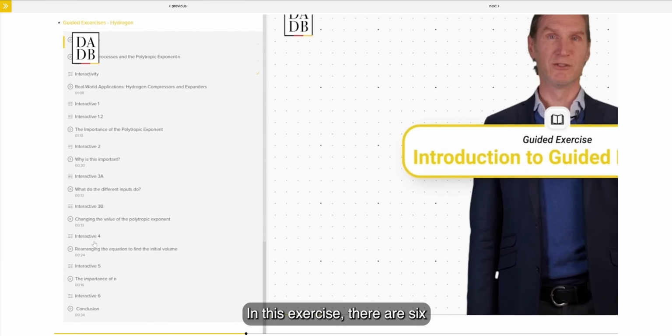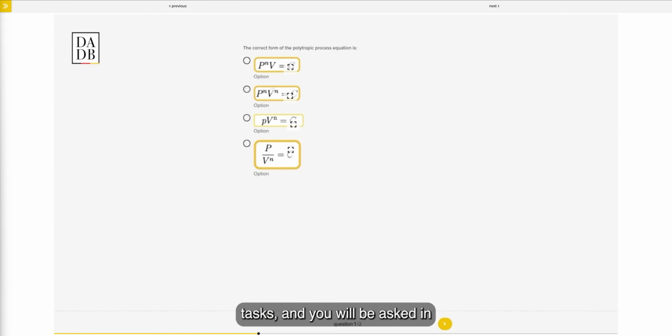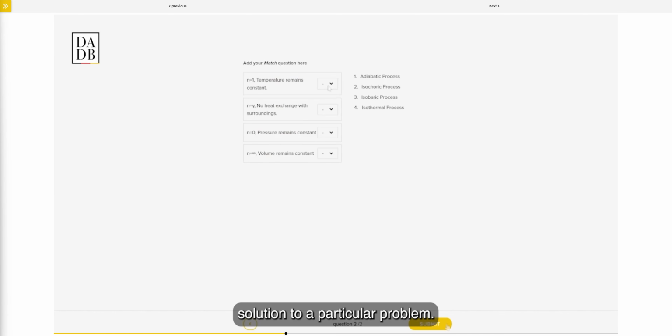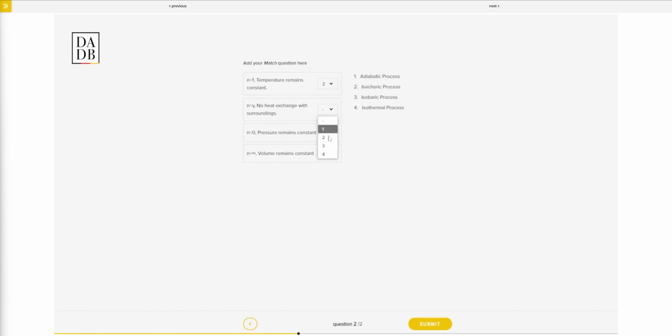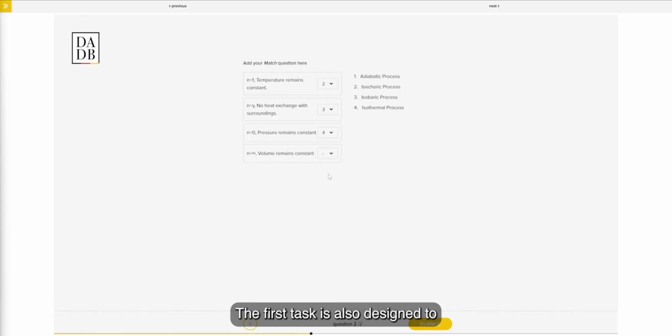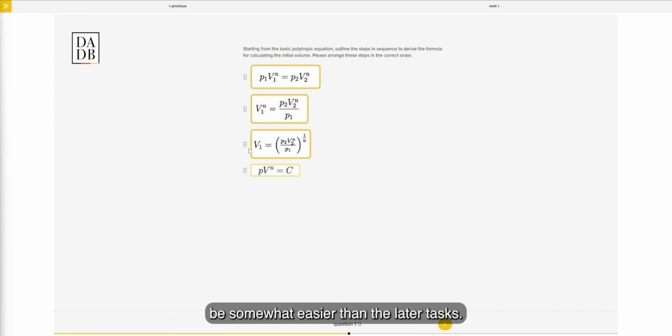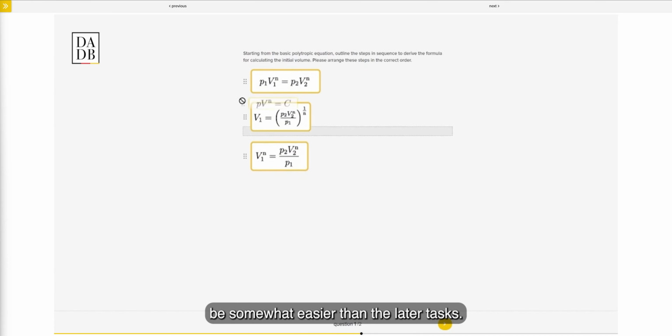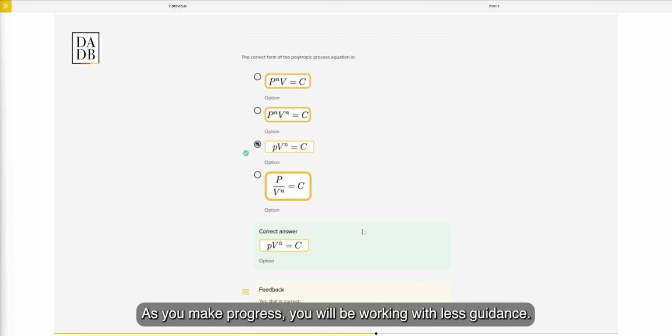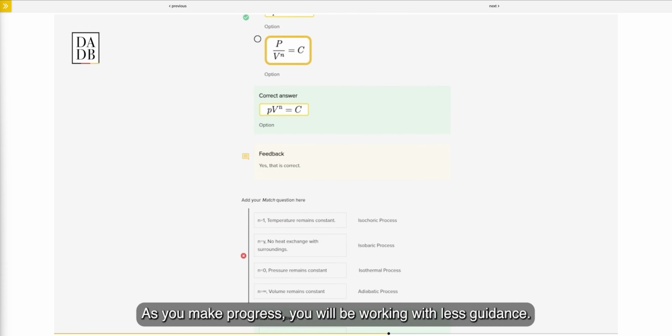In this exercise, there are 6 tasks, and you will be asked in each case to select the correct solution to a particular problem. The first task is also designed to help you learn how to use the interactive environment and should be somewhat easier than the later tasks. As you make progress, you will be working with less guidance.